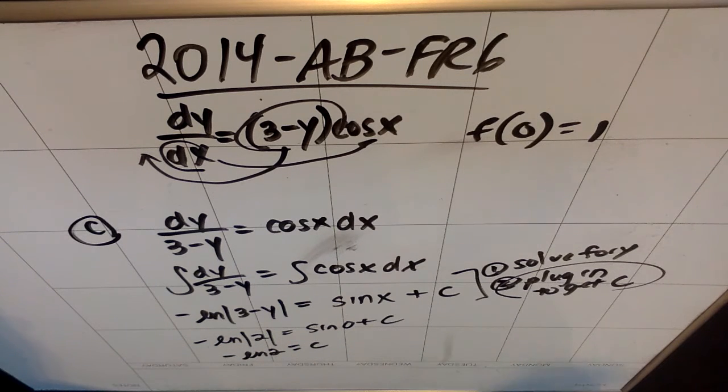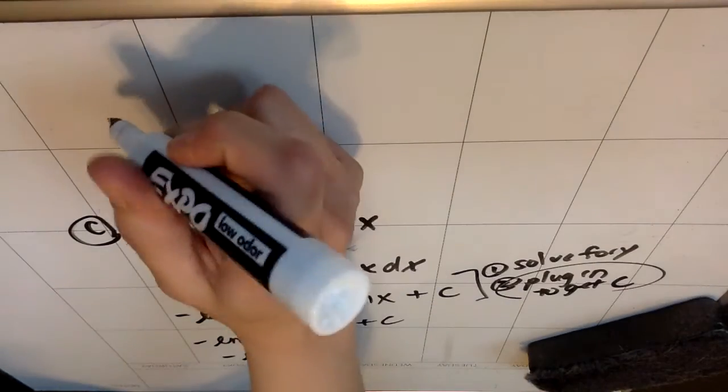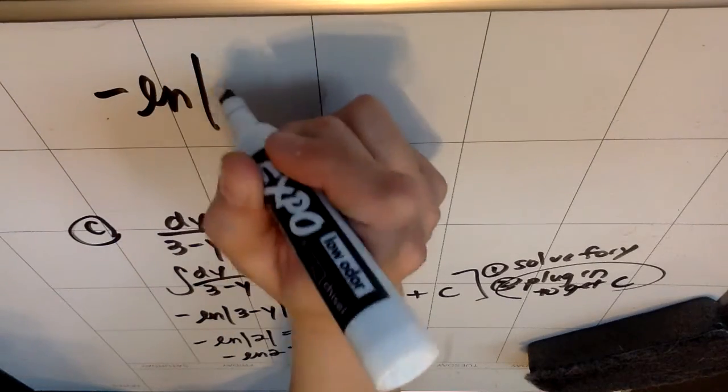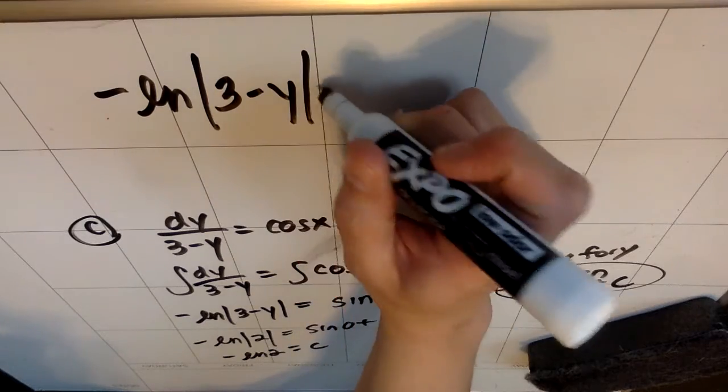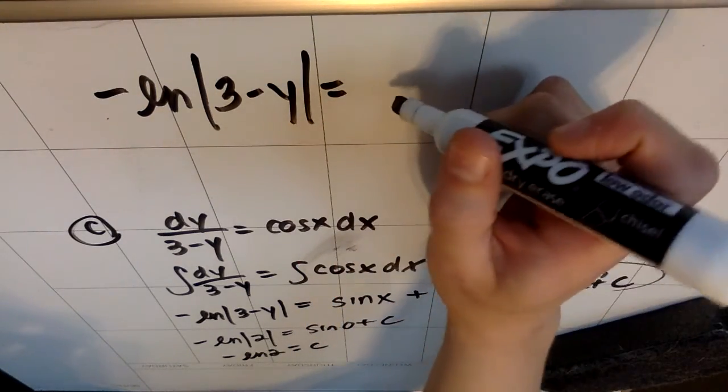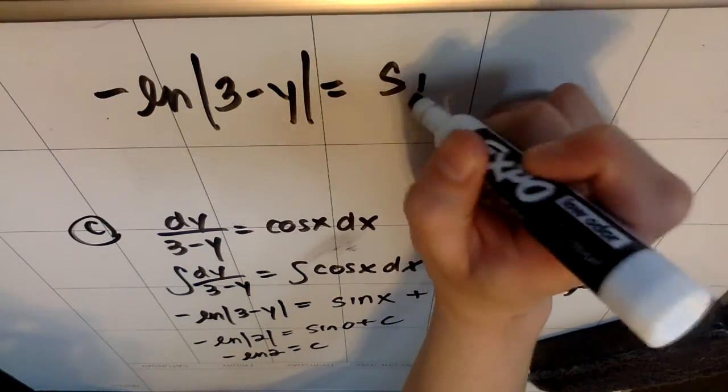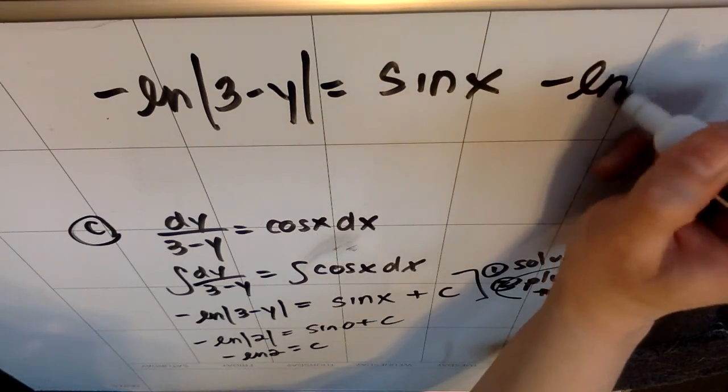So now I need to go ahead and take this information and make it look a lot nicer and solve for y. So I'm going to erase this stuff up here so I have a little bit of space, and I'm going to copy what I have. I now have the negative natural log of the absolute value of 3 minus y equals sine of x minus a natural log of 2.